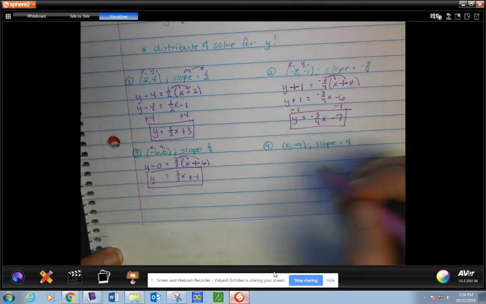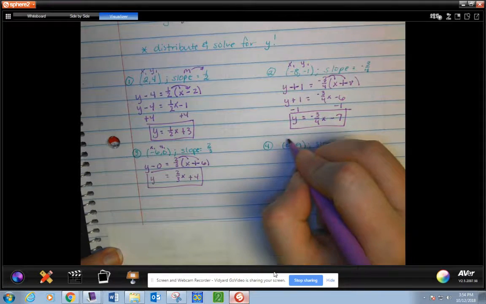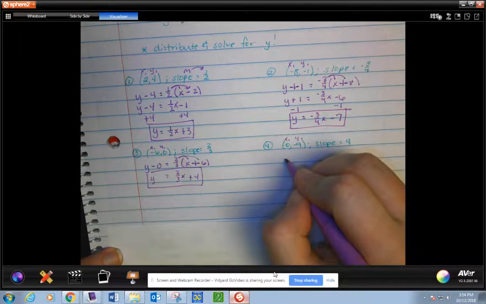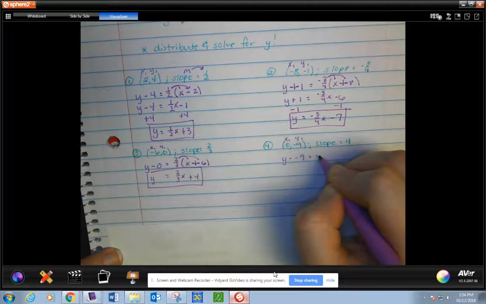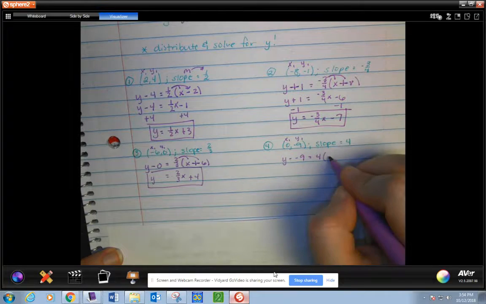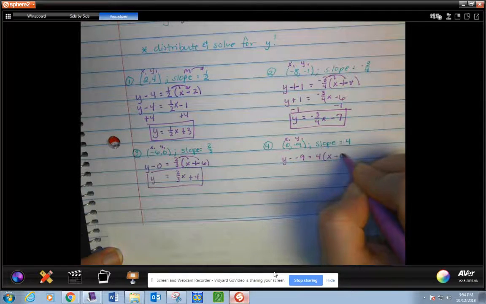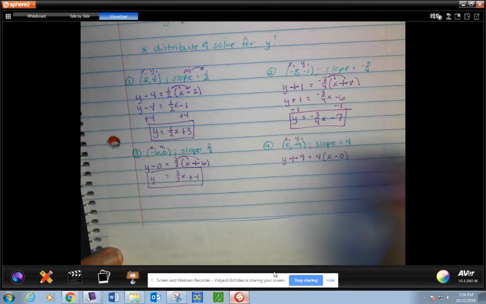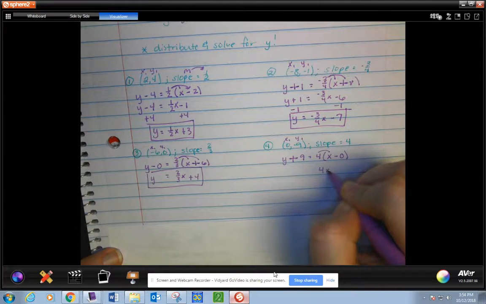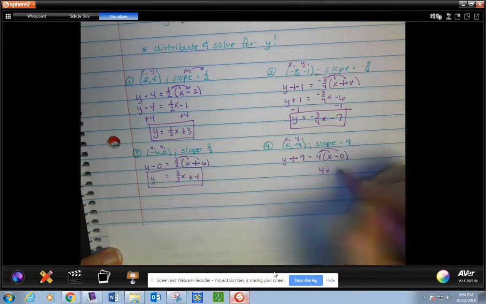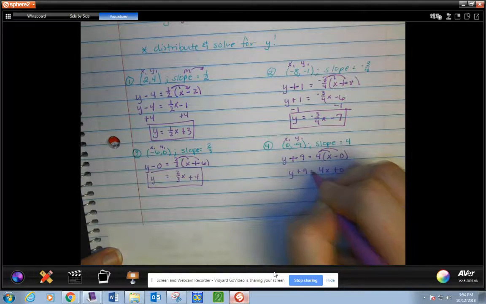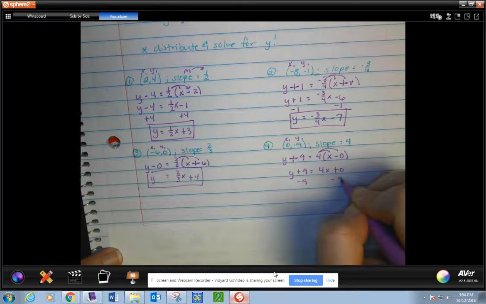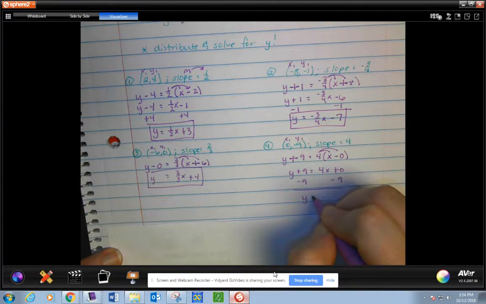For the next one, this is my x1 and my y1. I'm going to do y minus -9 equals, my slope is 4, open up parentheses, and do x minus 0. Change my double negative, distribute. I'm going to get 4x. When I multiply here, I get 0. So you can put a plus 0 if you need a placeholder. Bring down y plus 9 equals, and bring down my minus 9. So now I have y equals 4x minus 9, and that is my answer.